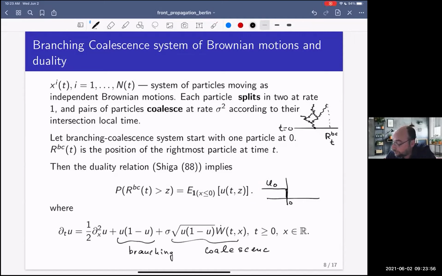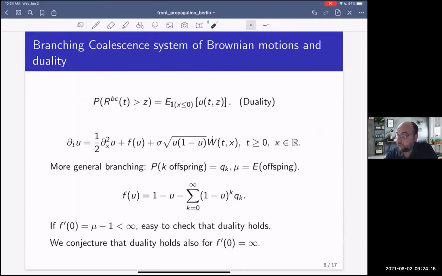Coalescence. And the question we ask: if we change a little bit the branching mechanism, here it is binary. Every time a particle branches into two particles, it gives rise to another term, and it's exactly what we are saying. So we'd like to check what could be the duality for different function f(u).